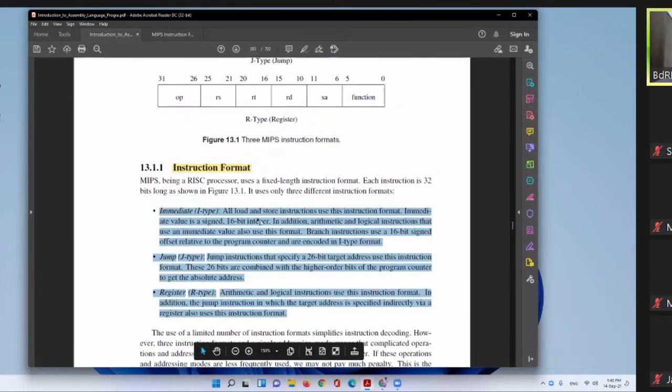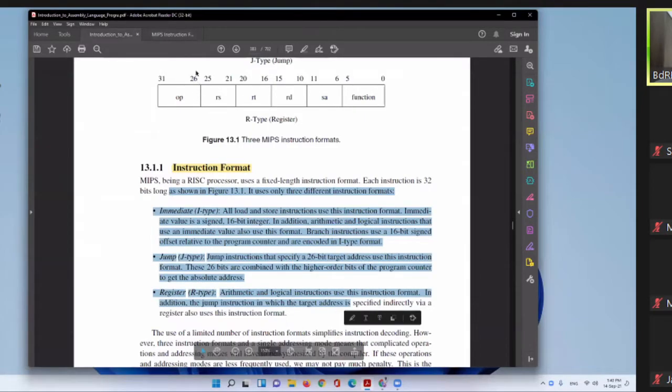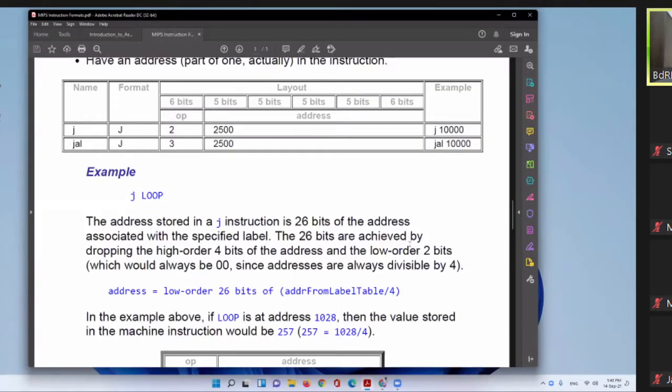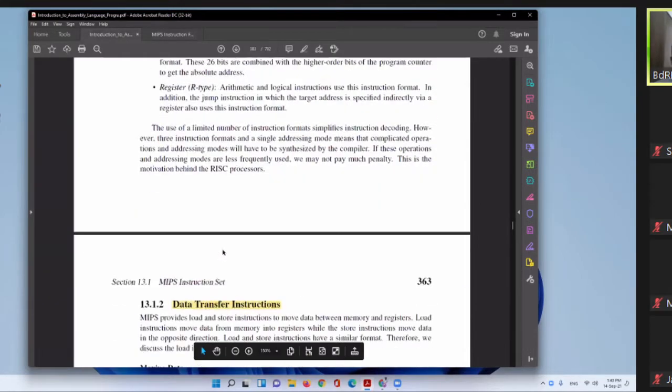Fine. For this chapter 13 there is no video, so it's not needed. Either you read the book, or just Google it, please. It's very common, so you will find so many things on Google. Please study it yourself.